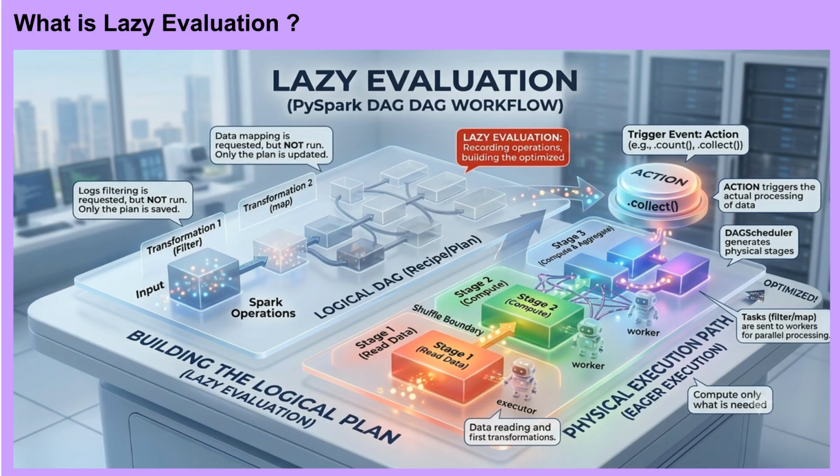B. Fault tolerance. Because Spark keeps a record of the entire recipe, the DAG, it is incredibly resilient. If one of your worker nodes crashes mid-calculation, Spark doesn't have to restart the whole job. It simply looks at the recipe, identifies exactly which piece of data was lost, and recalculates just that specific part from the source. Summary. Transformations build the recipe, DAG, but do nothing to the data. Actions trigger the execution of the entire recipe. This delay allows Spark to optimize performance and handle failures gracefully across massive clusters.